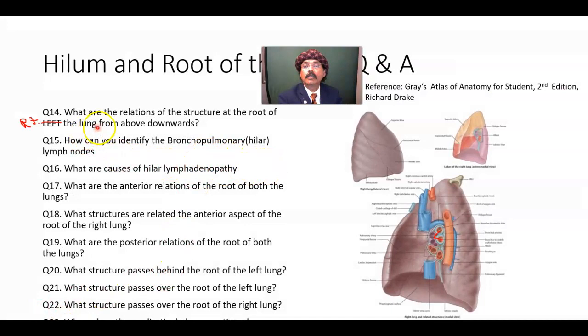So what is the relationship of structures at the root of the right lung from above downward? We have the upper lobar bronchus, then the pulmonary artery, then the hyparterial bronchus, then we have the pulmonary veins. What structure passes above the root of the right lung? Again, what is this? Azygos vein. Okay, you have to know that part.